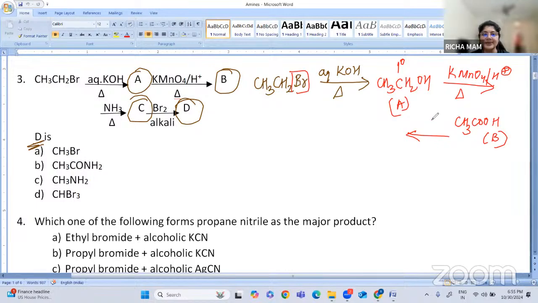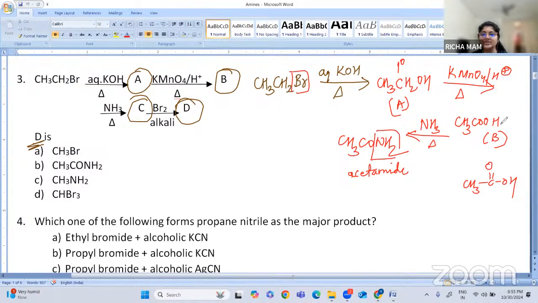The further step is you have to heat it with ammonia. After heating your acid with ammonia, you are going to get acetamide, the amide group. So CH3, C double bond O, OH, right? Your OH will be replaced by NH2.